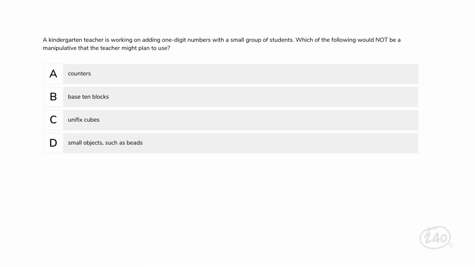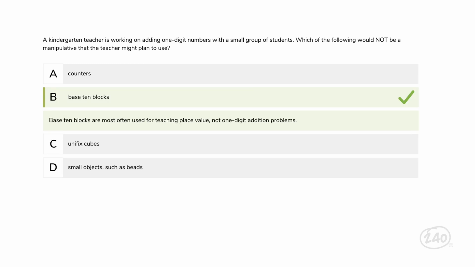Let's look at a math question. This question looks at manipulatives in a kindergarten classroom. A kindergarten teacher is working on adding one-digit numbers with a small group of students. Which of the following would not be a manipulative that the teacher might plan to use? Base 10 blocks are most often used for teaching place value, not one-digit addition problems, so B is best.